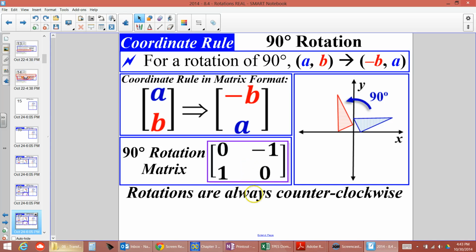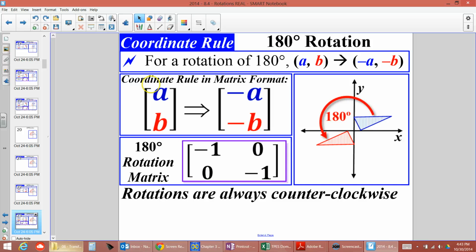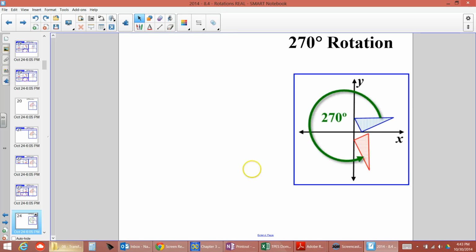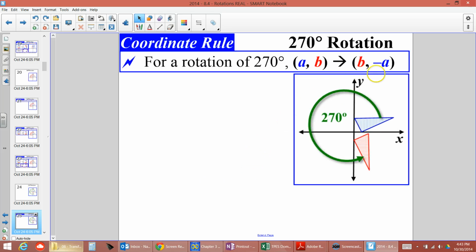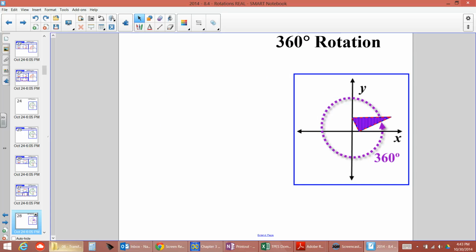All right, rotations are always counterclockwise. Don't forget, 180 degrees, (a, b) becomes (negative a, negative b). So if this is (2, 2), it becomes (negative 2, negative 2). Easy enough. I like the matrix format because it helps for polygons. Again, we don't worry about the rotations. 270, (a, b) becomes (b, negative a). So if this is a 2 on top and a 3 on bottom, then it becomes a negative 2 on bottom and a 3 on top. Again, we ignore matrix multiplication for now.